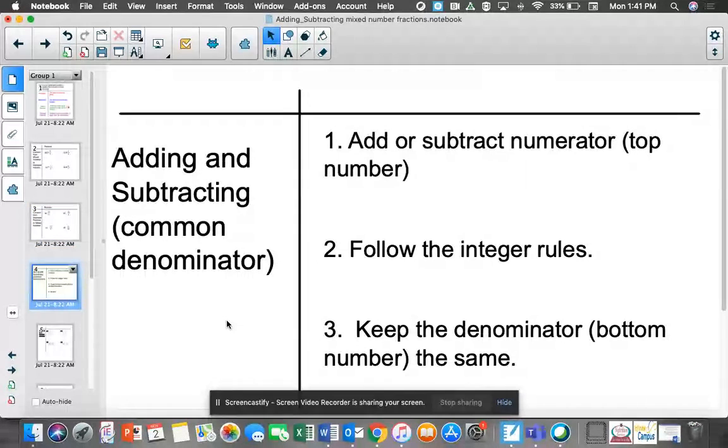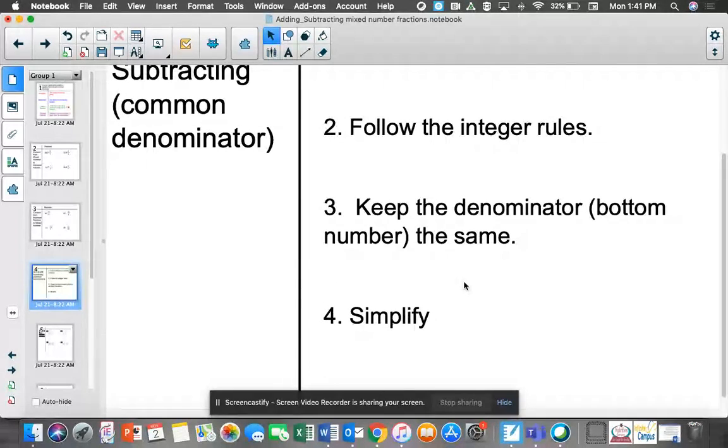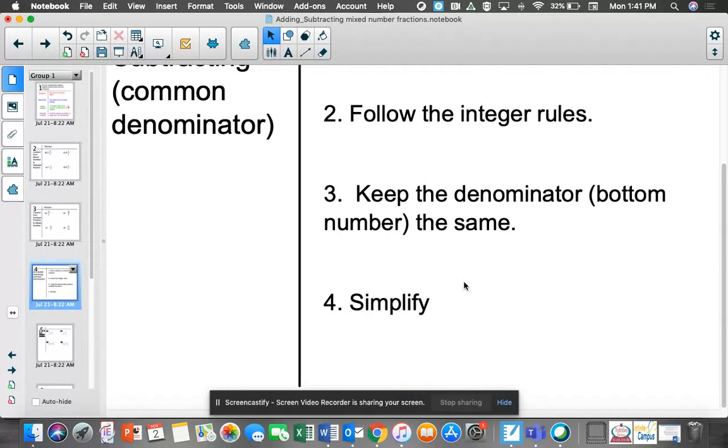All right, so now adding and subtracting with a common denominator. Okay, we're going to add or subtract the numerator, which is the top, following our integer rules, and then keep the denominator the same, the number on the bottom the same. And then finally, our last step is always to simplify.